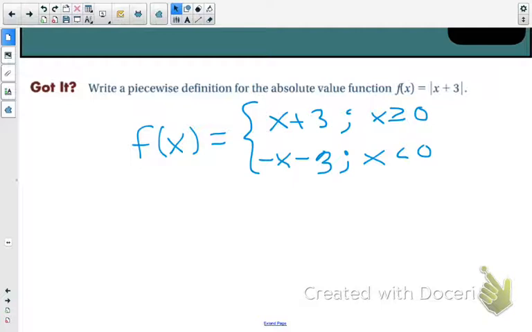Okay, so I got f of x equals x plus 3. When I use this semicolon right here, that just means that it's separating the function from the domain. So for x is greater than or equal to 0, and -x minus 3, because I switched the inside, when x is less than 0. Now if you notice, I have an equal to on this one, and not on this one. And it actually doesn't matter which one you put the equal on, but you can only have one of them include the equal sign, because otherwise you're going to have an overlapping point, which will not be a function.